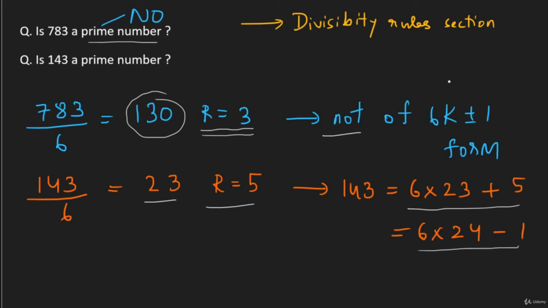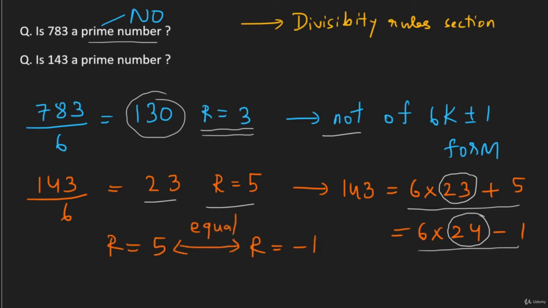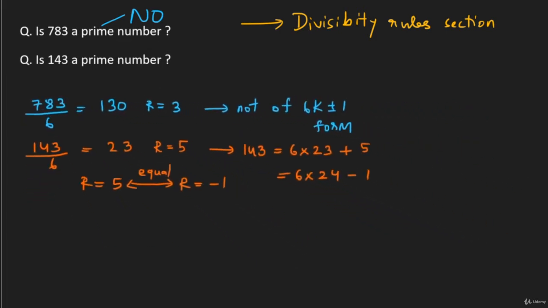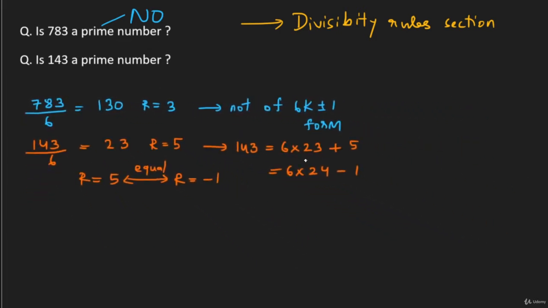What did I do? Here I had 23. I took the next number, that's 24, and I have a negative remainder over here. So that's an interesting concept. You can note that a remainder of 5 or a remainder of minus 1 actually means the same with respect to remainders. Now let's keep this aside and you can see over here 143 is of the form 6k minus 1. So the first criterion is satisfied.